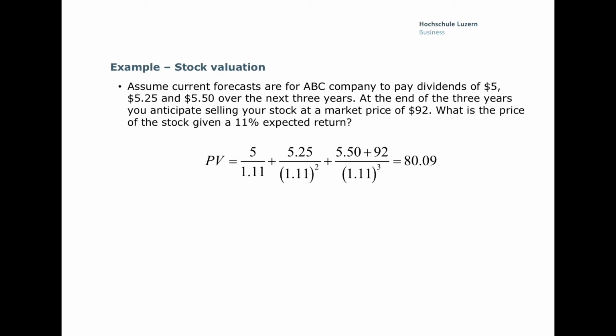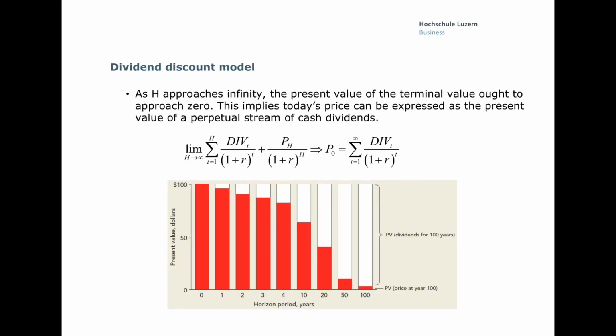Note, this is not a market price. It can be rather understood as an intrinsic value of the stock based on future expected cash flows. The previously derived stock valuation formula is called the dividend discount model. In this context, the stock price in period H is called terminal value. We can show that if H, the number of periods, approaches infinity, the present value of the terminal value converges to 0. It follows that the price of a stock can be expressed as the present value of a perpetual stream of cash dividends.